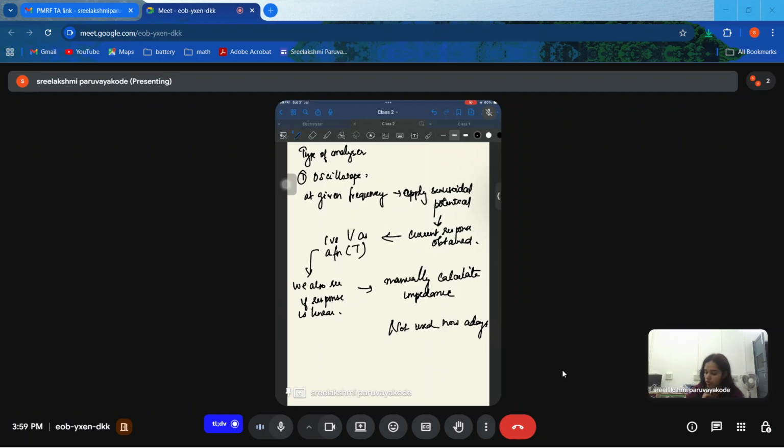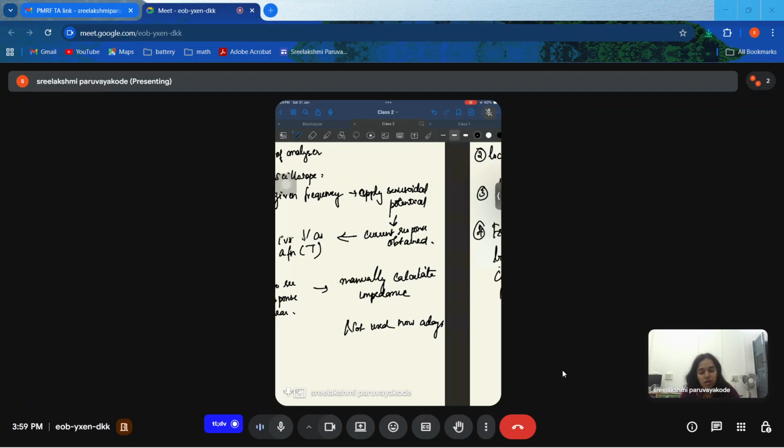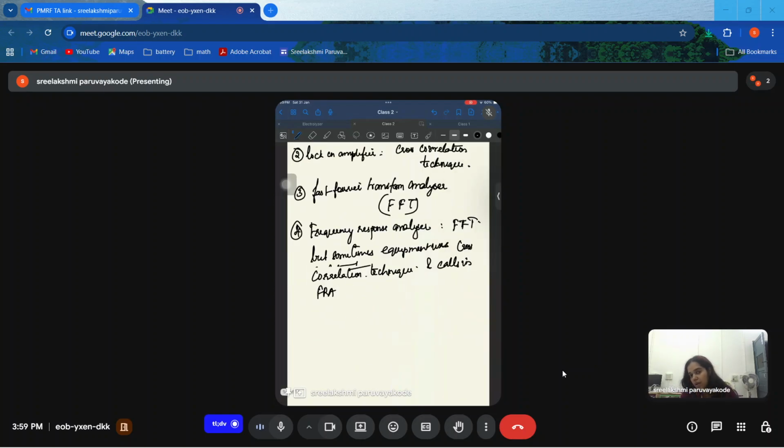So you should know which are the different types of analyzers. The first one is the oscilloscope, which is manually done and it's not used nowadays. Then besides that we have the lock-in amplifier, which uses the cross correlation technique. Then we have the FFT, fast Fourier transform, and then the frequency response analyzer, which can be either fast Fourier transform or a cross correlation technique. In either case, the equipment can use any of them, and they're calling it a frequency response analyzer.